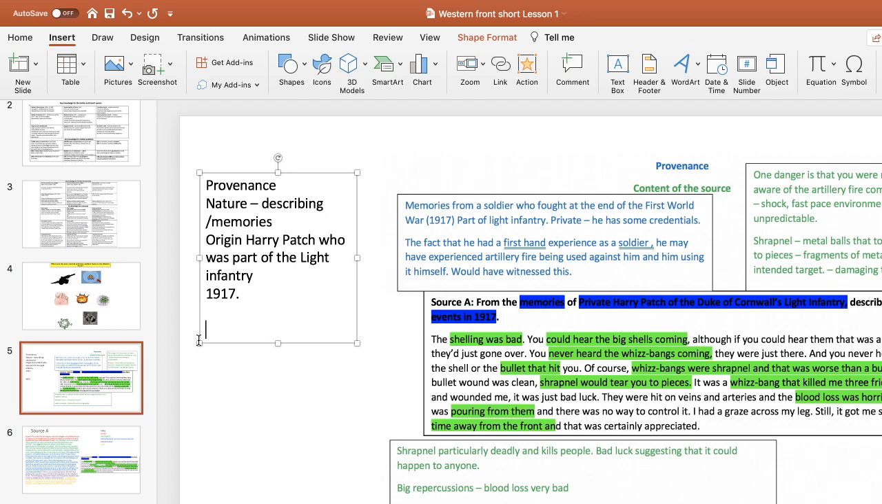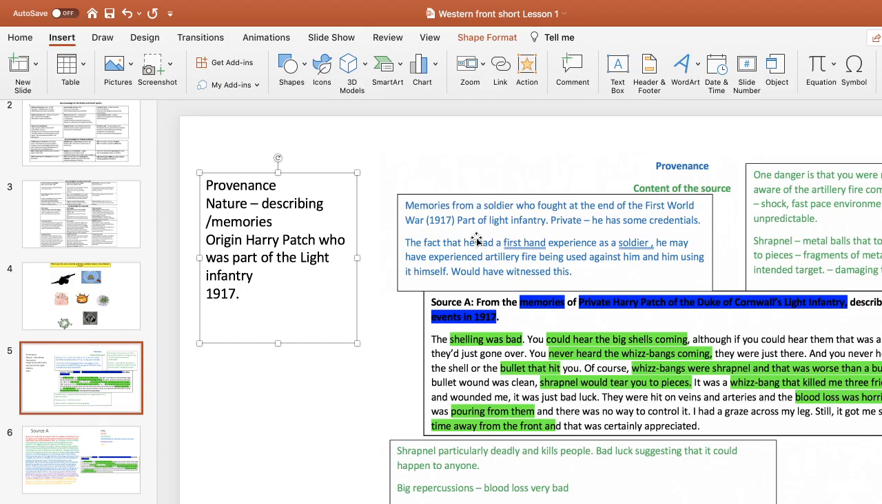So I've already written this down. So over here, I've put down that it's his memories. He's part of a light infantry. You know, he has some credentials. He fought in the war, so it's a first-hand experience as a soldier. He might have experienced artillery fire himself. He would have witnessed it. You could argue maybe it's not that useful to us because it's in retrospect, so it's not as if it's a letter that he's writing right in the moment. He's describing events that happened to him in the past.